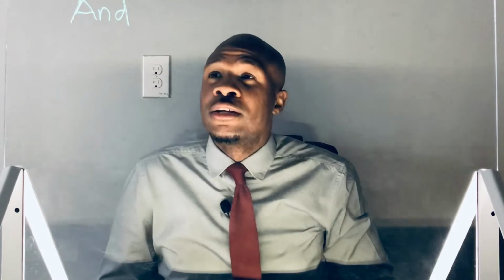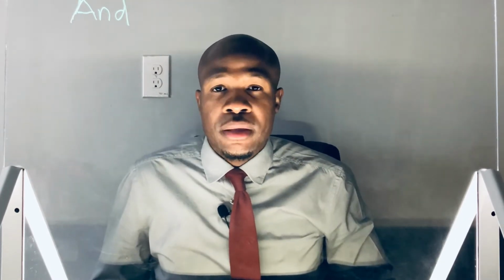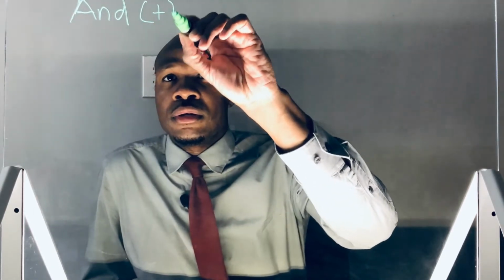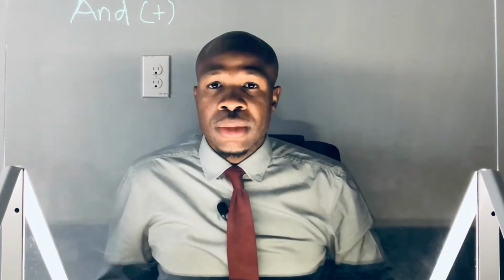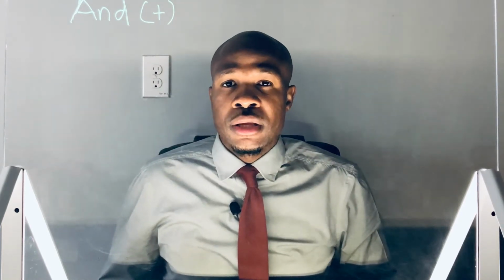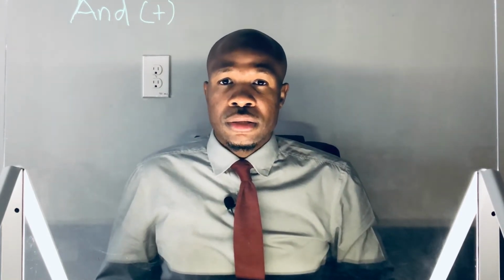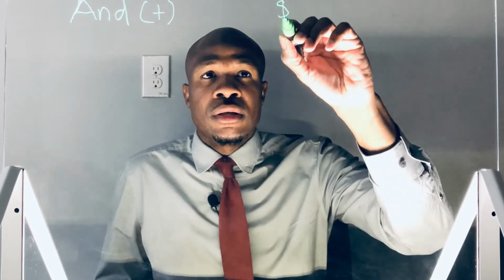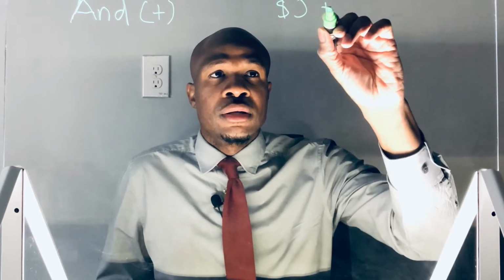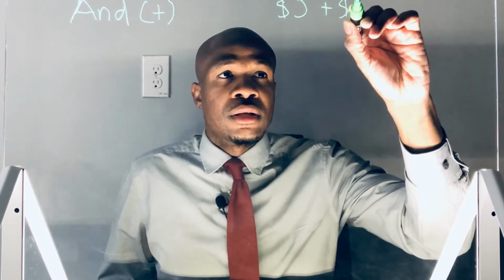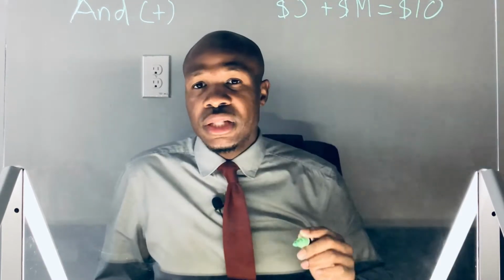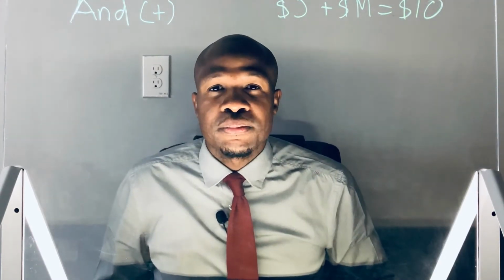Okay. So the word "and", what comes to mind when you see that word? Well, in math, it's a plus sign. Okay, so that's plus. So for example, I can say that Jacob and Mary have $10. So that would be Jacob plus Mary have $10. Okay, that's a simple one.